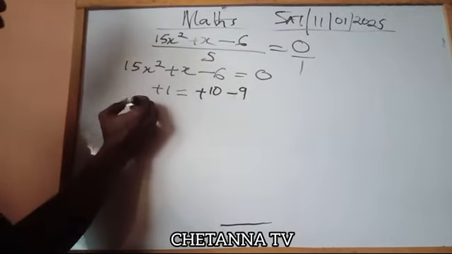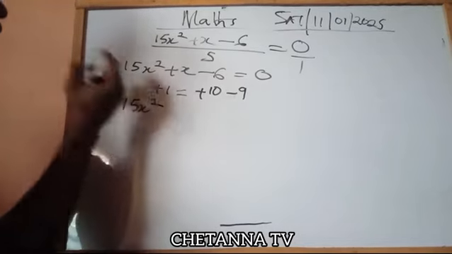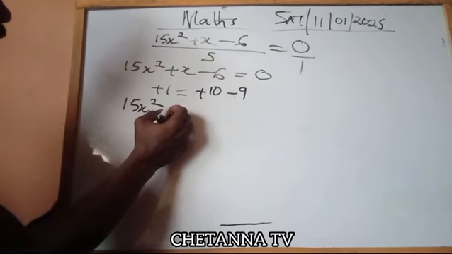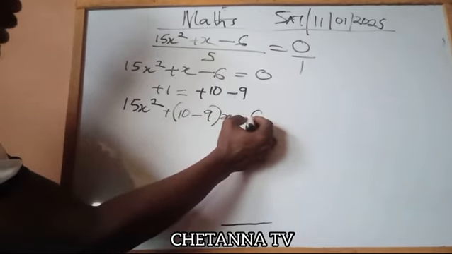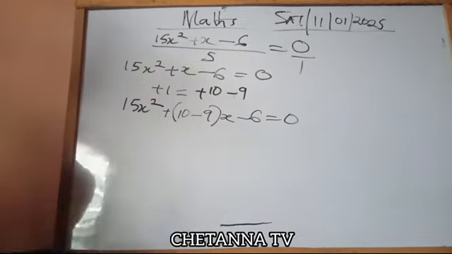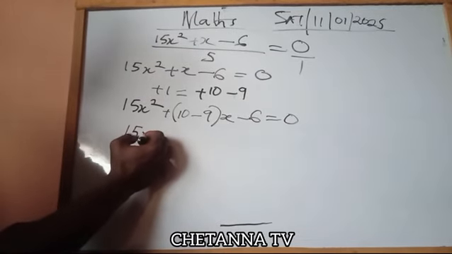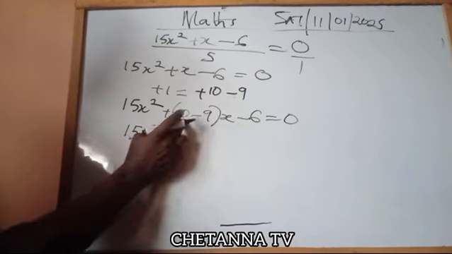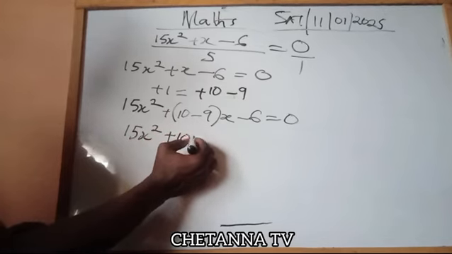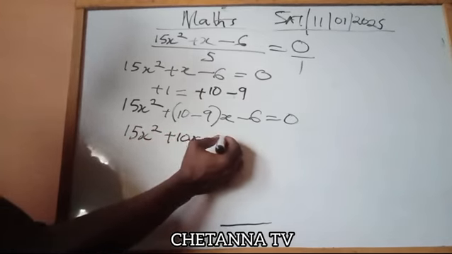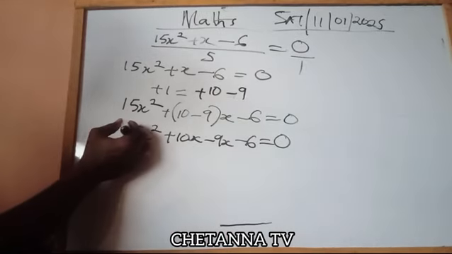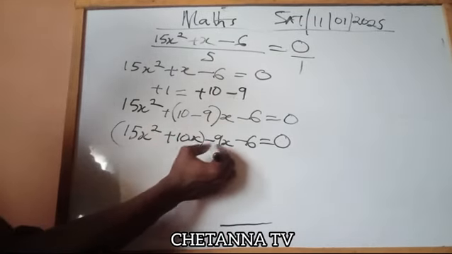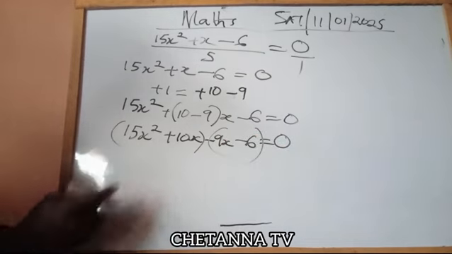So let's go. Here we have 15x squared plus 10 minus 9, x minus 6 is equal to 0. So we open up the bracket: 15x squared plus 10x minus 9x minus 6 is equal to 0. So we put the brackets. What is the common factor here?